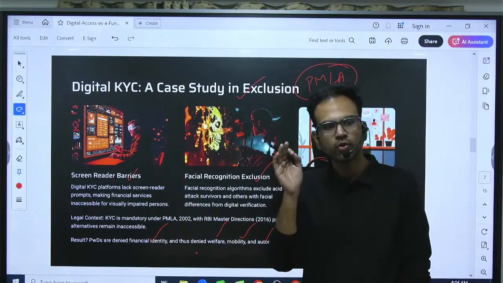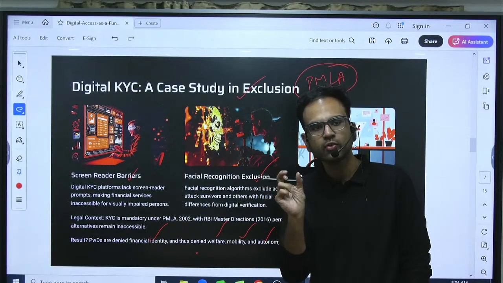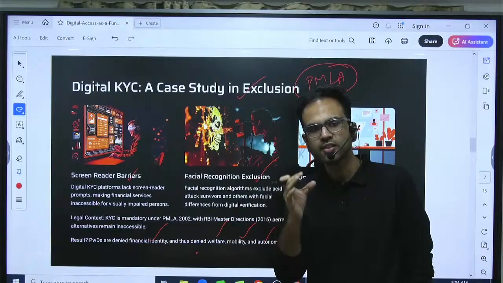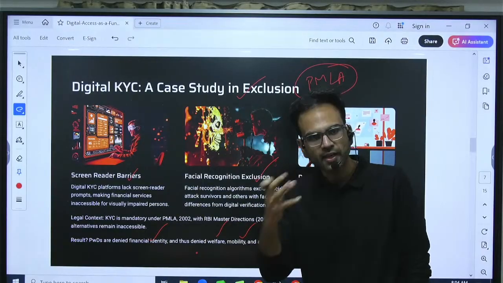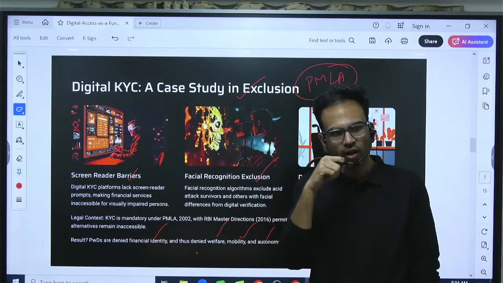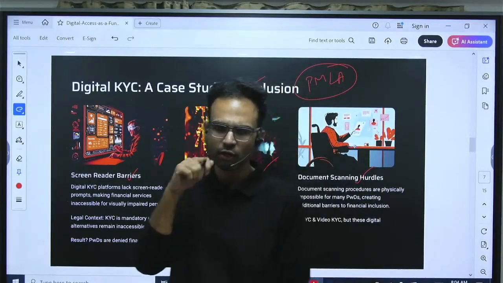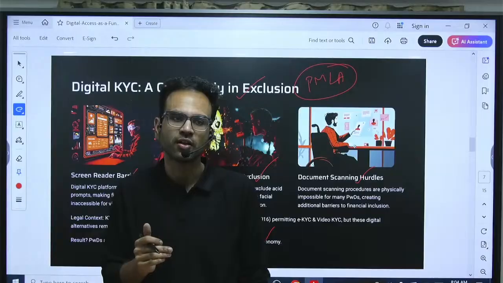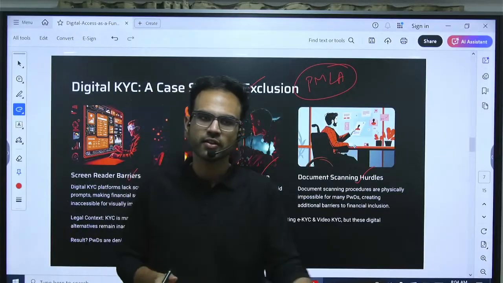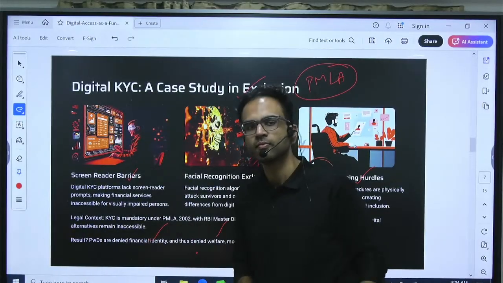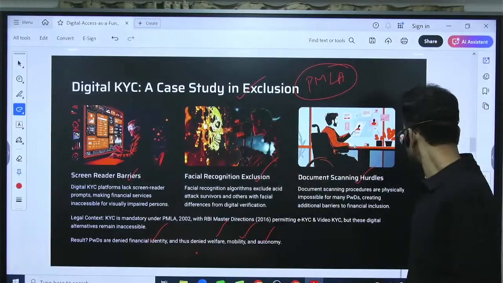GS3, inclusive growth. The word inclusive means all sections of the society should participate. One of the strategies for inclusive growth is financial inclusion. At the very first step, they are excluding them. So fix the process.